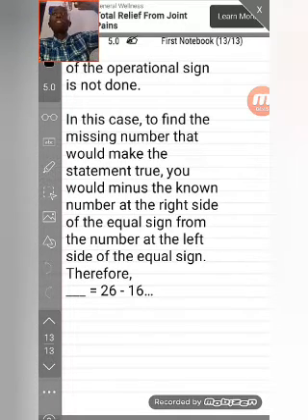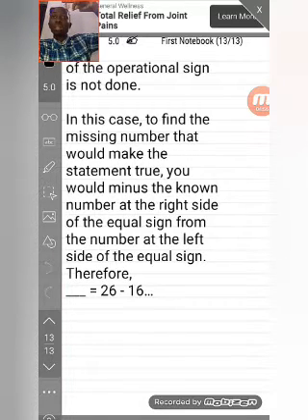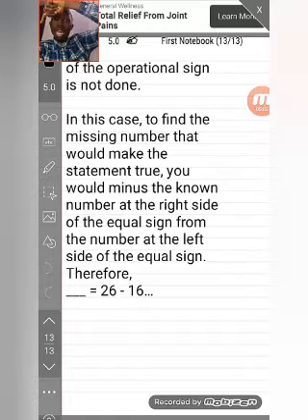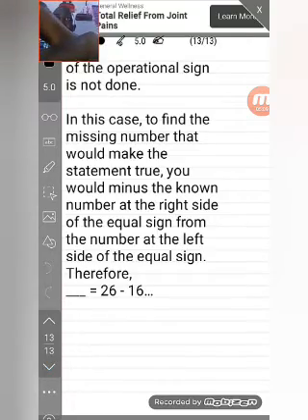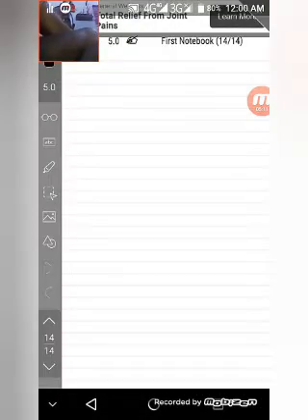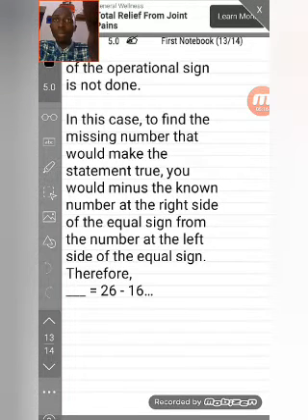now, from the number at the left side of the equal sign. You minus the known number at the right side of the equal sign from the known number at the left side of the equal sign. So in the case here, we have 26 minus 16.